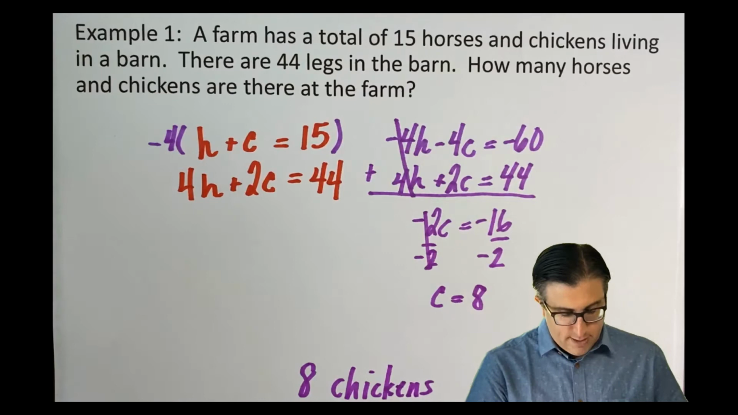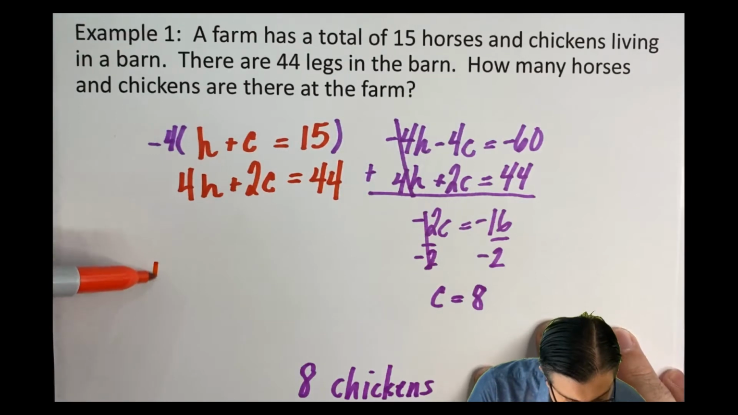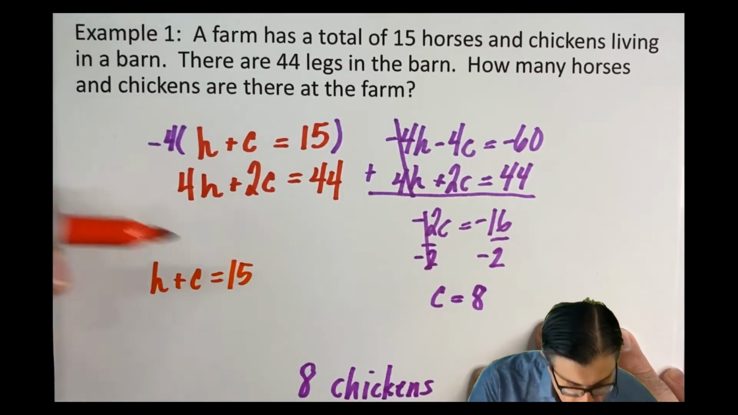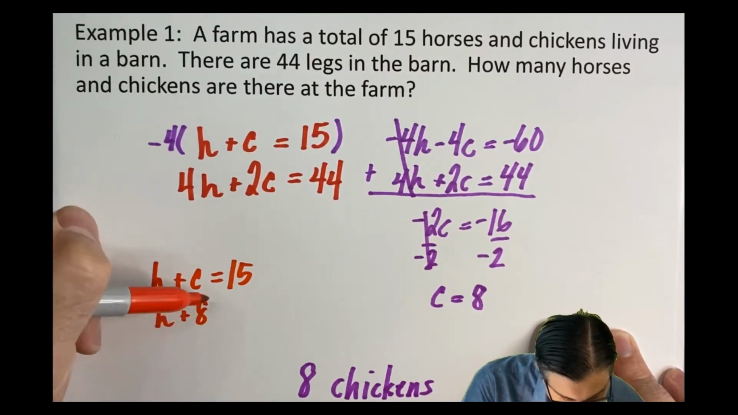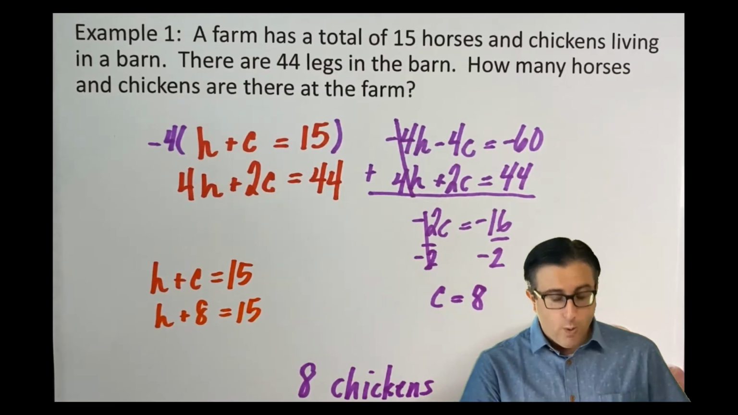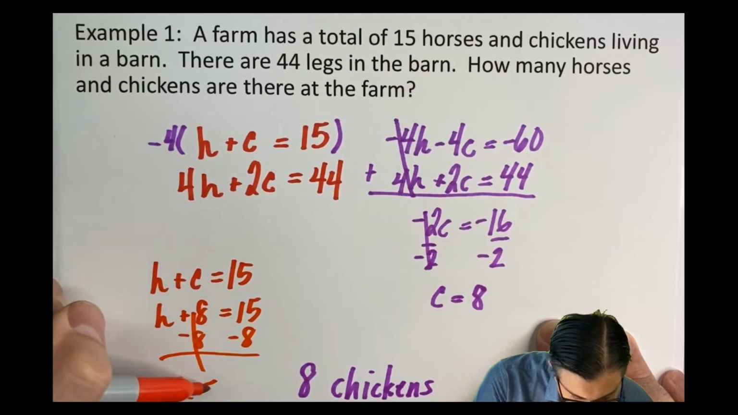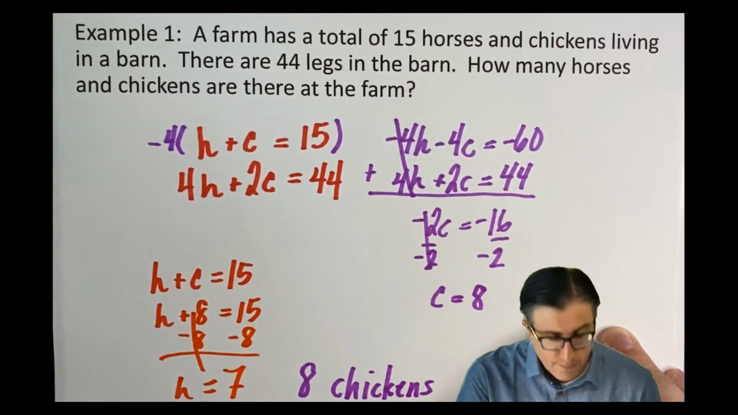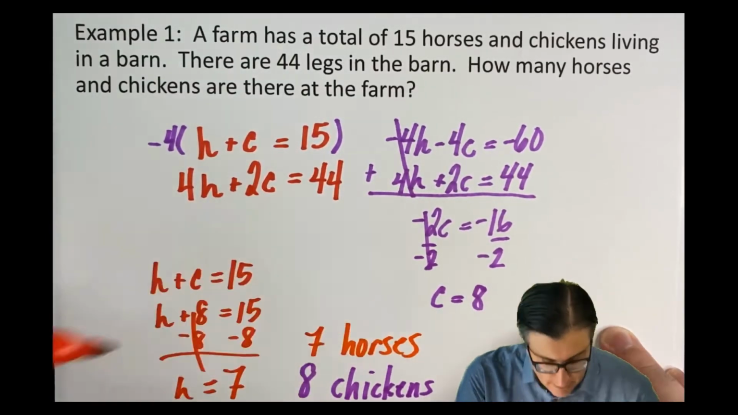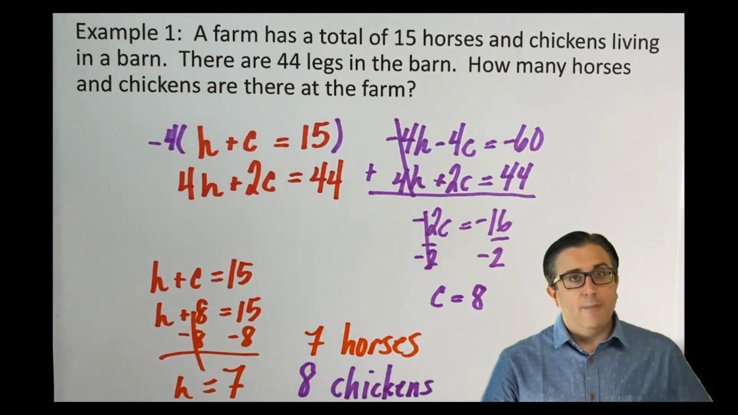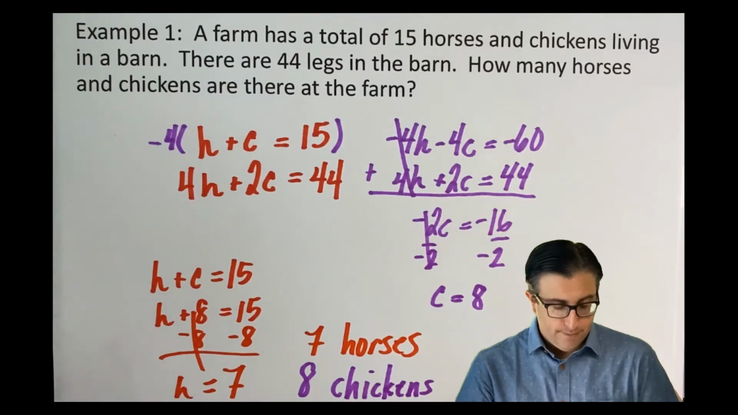Well, if I know there are 8 chickens, I need to solve for horses. So I'm going to go to the top equation. That's the easy one. H plus C equals 15. I know that chickens is 8. H plus 8 equals 15. Well, what number plus 8 equals 15? Let's subtract 8. And we find out that H equals 15 minus 8 is 7. That 7 means there are 7 horses in the barn. So the answer to this question, how many animals were in the barn? 15 of them. 7 were horses, 8 were chickens.